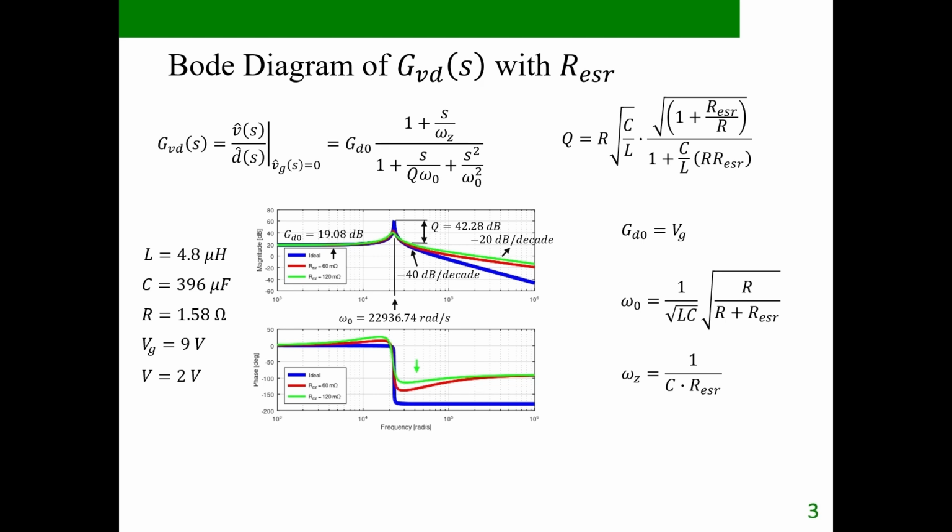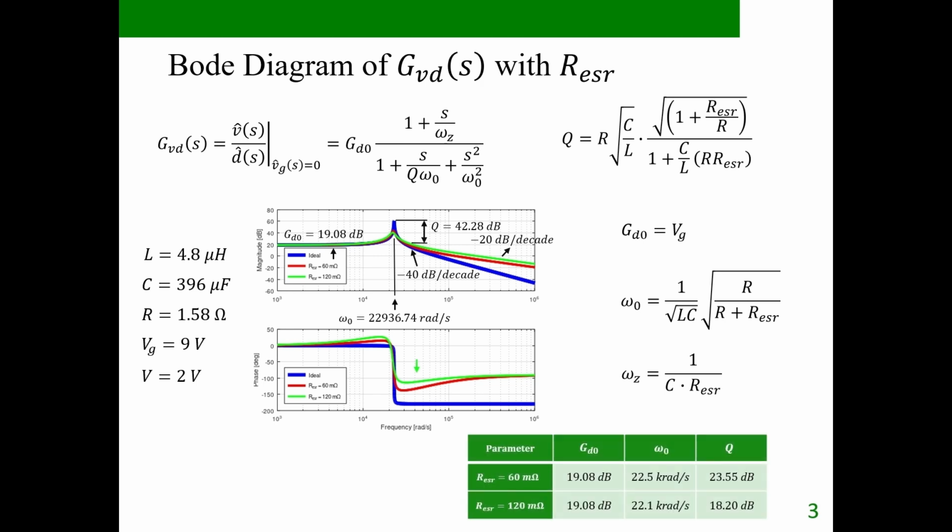As ESR increases, you can see the ESR zero moves to a lower frequency, the magnitude begins rising earlier, the phase begins improving earlier, the LC double pole becomes more damped, the resonance peak becomes much smaller, and the phase dip is significantly reduced. All of these effects are summarized in the table at the bottom right. So when you compare the ideal power stage with the realistic ESR values, you can clearly see how parasitics reshape the plant.